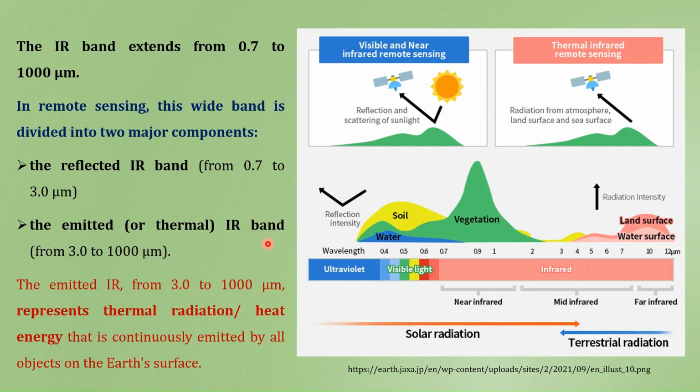So this represents the thermal radiation or the heat energy that is continuously emitted by all the objects on the earth surface. So as we can see here in the passive remote sensing, we have the visible and near infrared remote sensing, which measures the reflection intensity in the visible and the NIR portion of the electromagnetic spectrum, while the thermal infrared remote sensing measures the radiation intensity, that is the energy emitted from the earth surface.